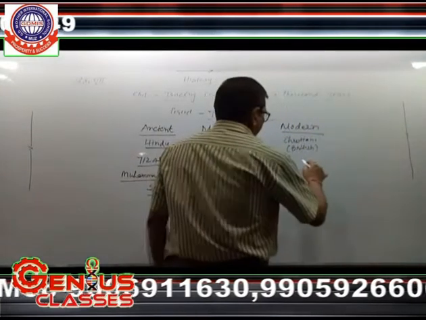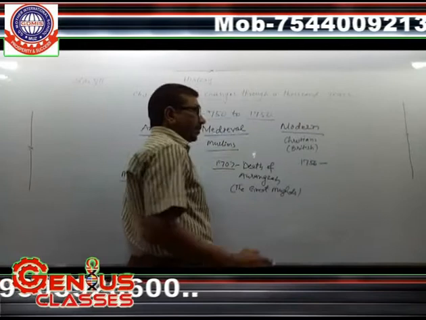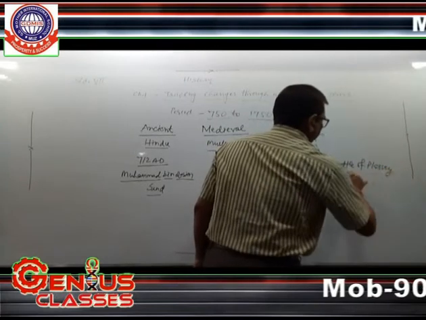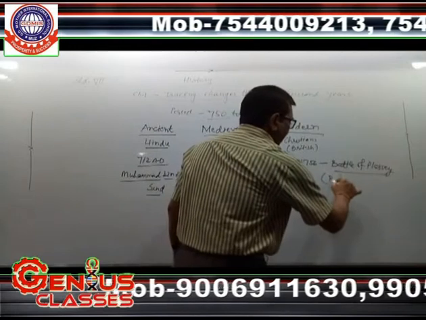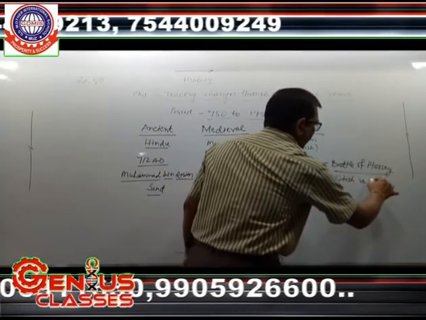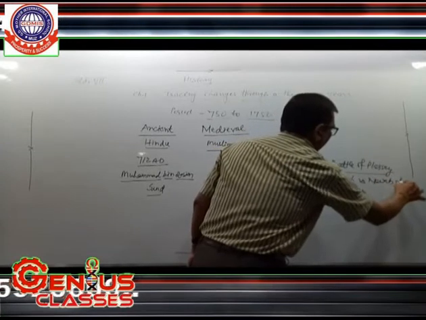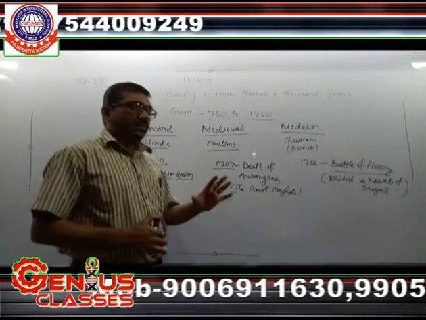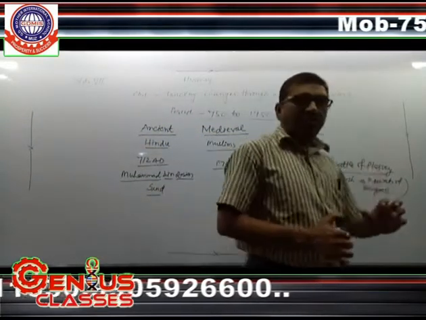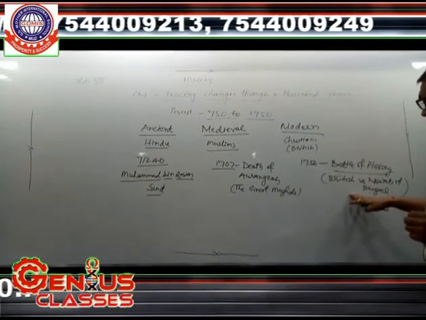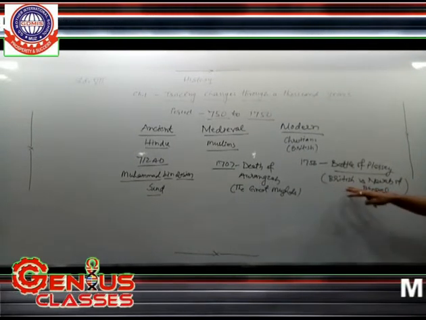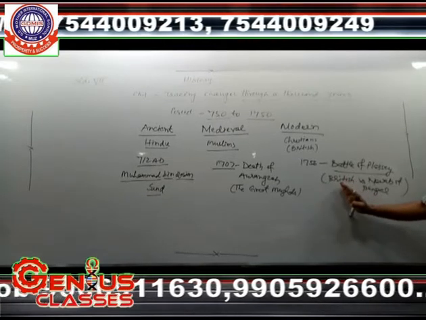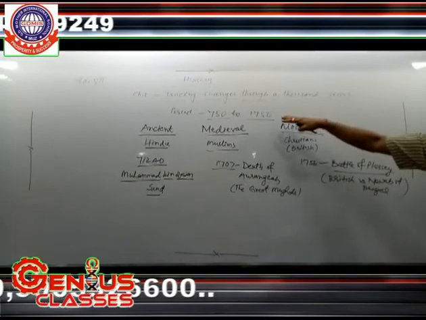Then why have we taken 1750? Because in 1756 the Battle of Plassey was fought by the Britishers versus the Nawab of Bengal. Battle of Plassey was fought in which the Britishers won the battle and the Nawab lost the battle. It means we can say it was the starting of the British rule. So roughly we have taken 1750.